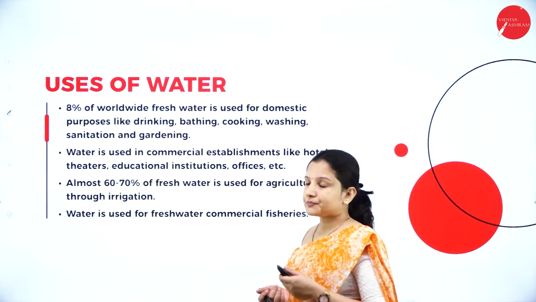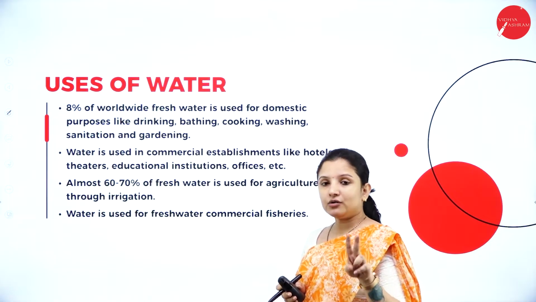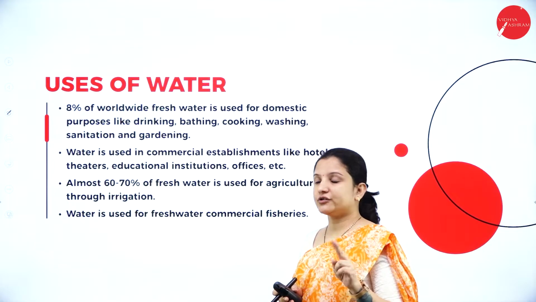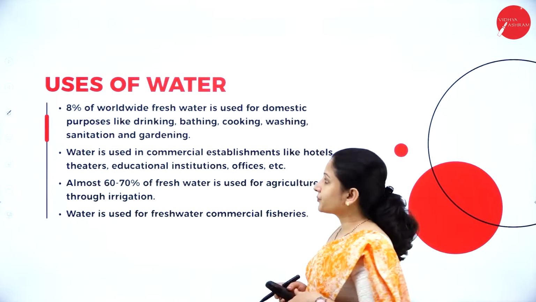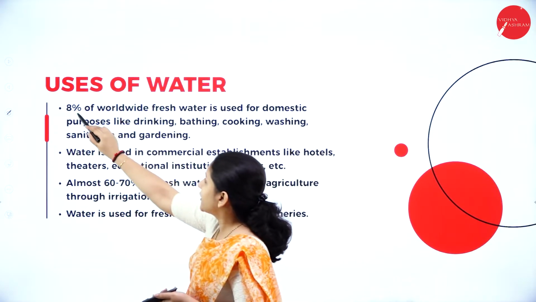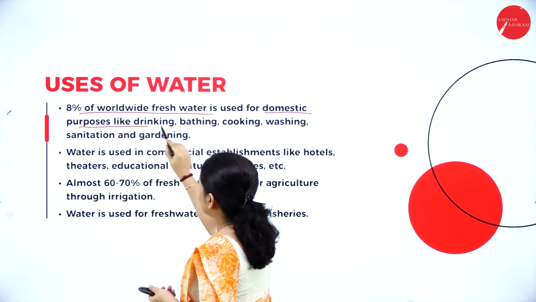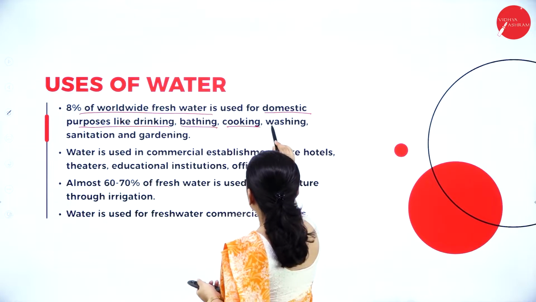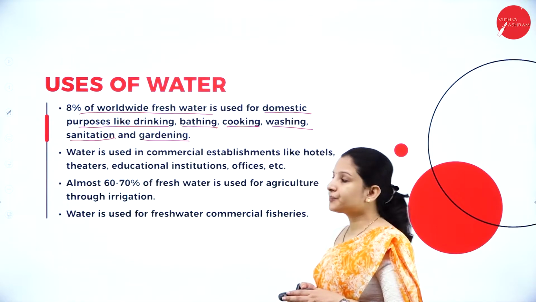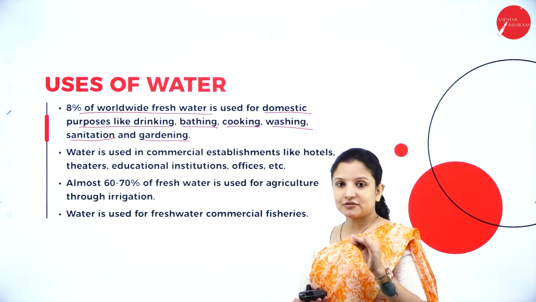Next, moving on to the uses of water in detail. We studied the uses of water under two headings: consumptive use of water and non-consumptive use of water. So you know the difference now between the two. Next, talking about uses of water. 8% of worldwide fresh water is used for domestic purposes like drinking, bathing, cooking, washing, sanitation and gardening purposes. So 8%. I told you only 1% of water is available as fresh water.